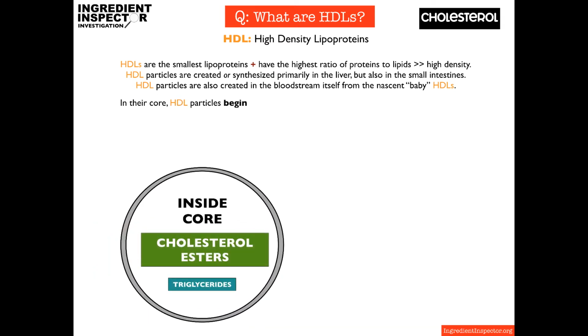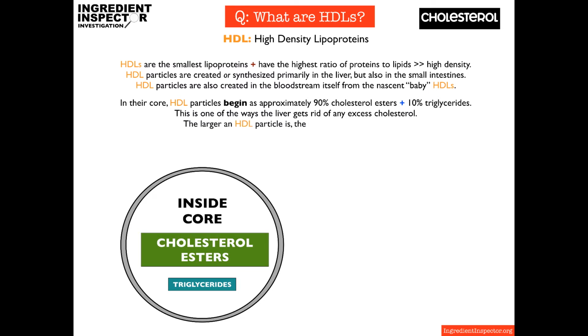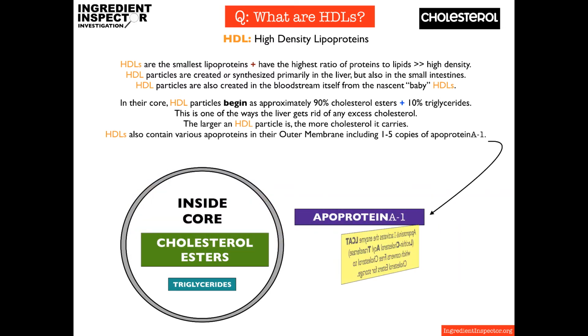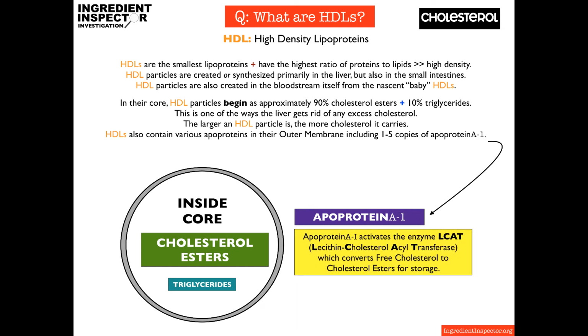In their core, HDL particles begin as approximately 90% cholesterol esters and 10% triglycerides. This is one of the ways the liver gets rid of any excess cholesterol. The larger an HDL particle is, the more cholesterol it carries. HDLs also contain various apoproteins in their outer membrane, including 1 to 5 copies of apoprotein A1. Apoprotein A1 activates the enzyme lecithin cholesterol acyl transferase, which is responsible for converting free cholesterol to cholesterol esters for storage.